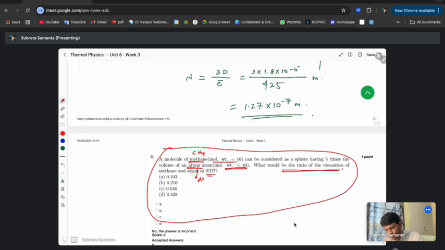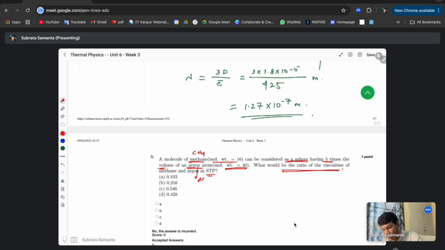Right. So in the first problem, we used the formula of the viscosity. What is the expression of the viscosity? Okay, so what are the options given? CH4 is the methane, considered as a sphere. So you can consider CH4 as a sphere having 5 times the volume of an argon atom. So what is the volume of a sphere?